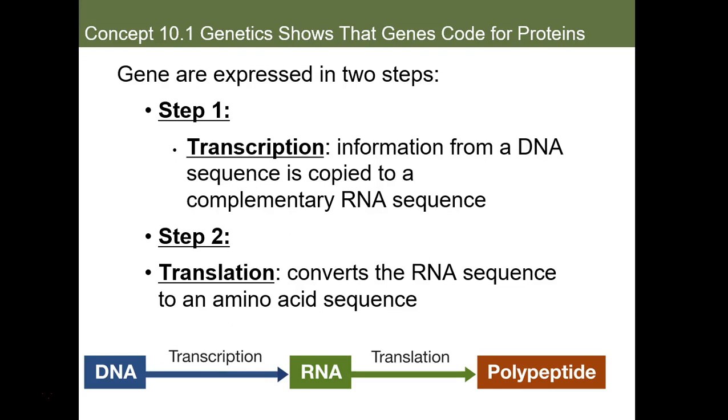Genes are expressed in two steps. Step 1 is transcription. This is where information from a DNA sequence is copied to a complementary RNA sequence. Step 2 is translation. This is where the RNA sequence from transcription is converted to an amino acid sequence. The diagram on the bottom of the slide is a handy guide for this chapter. DNA is transcribed into RNA. RNA is translated into polypeptides. We'll get more in depth with these processes in a little bit.